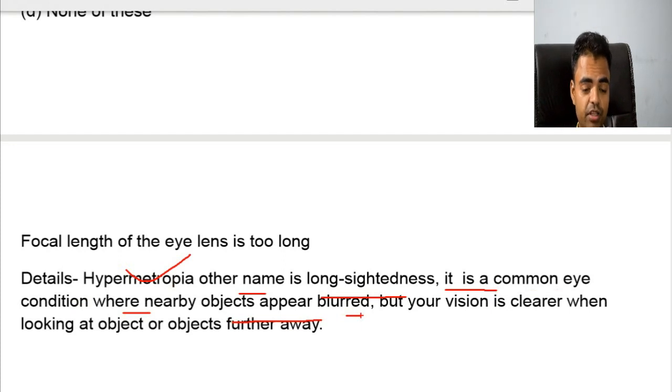That means if you are looking at something nearby, it will appear blurred, but whenever you see an object a little bit beyond, you can see the object clearly. So this is the word hypermetropia. Other name is long sightedness, right?